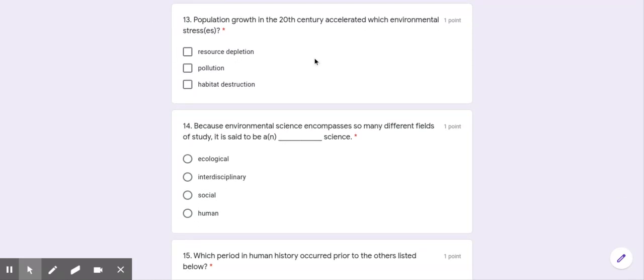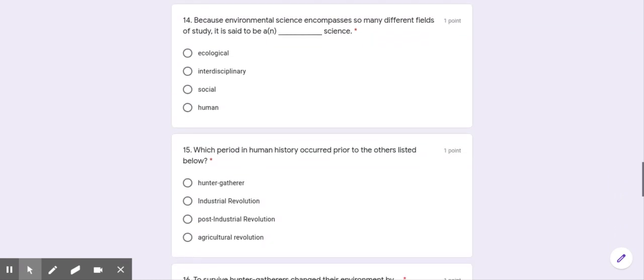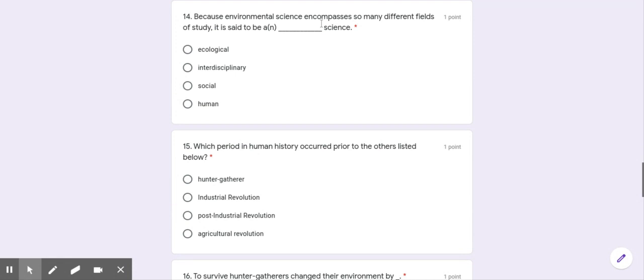Number 13 is a select more than one. So you can select one or you can select as many right answers as possible. Number 13, population growth in the 20th century accelerated with which environmental stress or stresses? Resource depletion, pollution, or habitat destruction? And again, you can choose more than one correct answer. Number 14, because environmental science encompasses so many different fields of study, it is said to be a blank science. Ecological, interdisciplinary, social, or human?